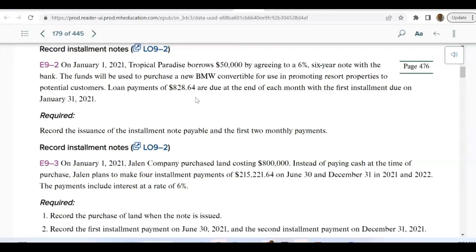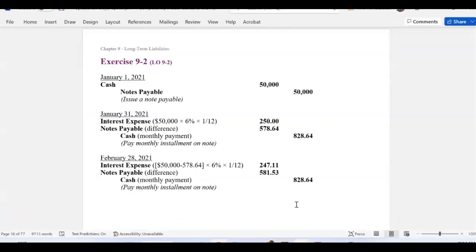Loan payments are $828.64 due at the end of each month, with the first installment due on January 31st of 2021. Record the issuance of the installment note payable and the first 2 monthly payments, okay? Here we go. I have some solutions for you. We can use that.